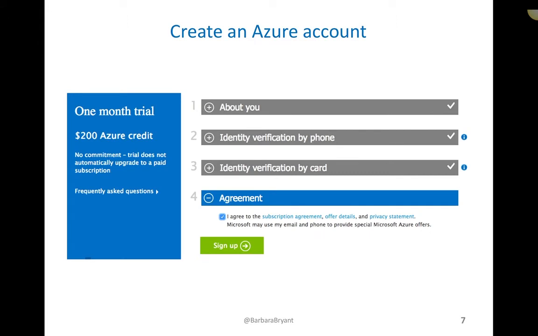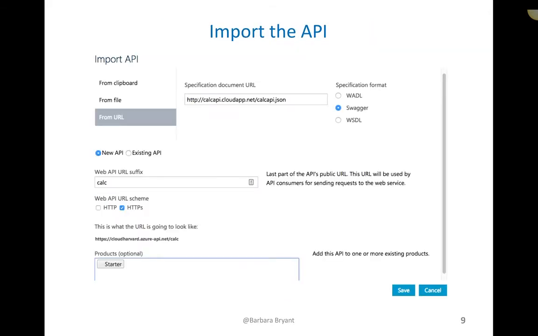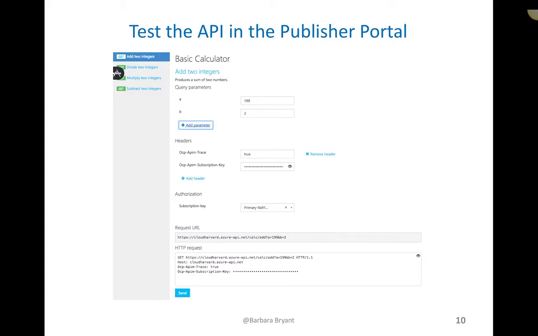So you start off by creating an Azure account and then an API management instance. You import the API. Fortunately, this calculator API provided a very nice specification in Swagger or JSON format. There are other specification formats like WADL, which is more XML-like, but it was nice because you could just import this directly. You didn't have to do any futzing around with it. And then it's in there. And now it's possible to test this new API.